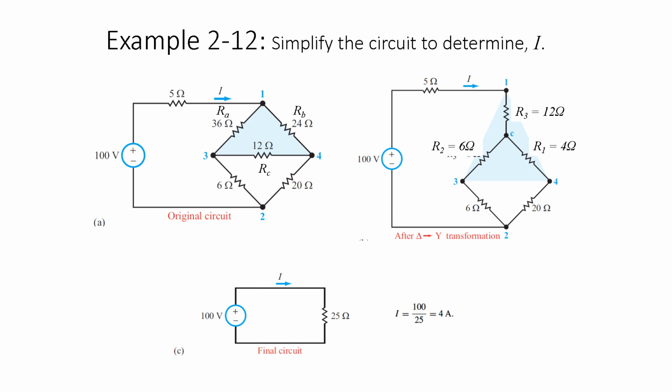So that's going to be 4 amps. So again, it doesn't really matter if you do method 1 or method 2 or which delta you take. You're going to get the same answer of I equals 4 amps anyway.